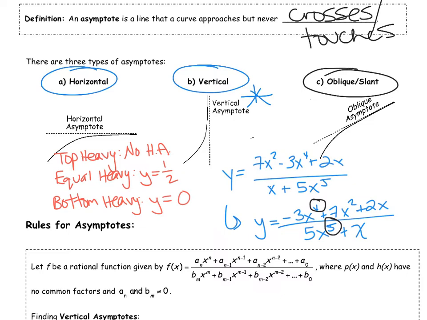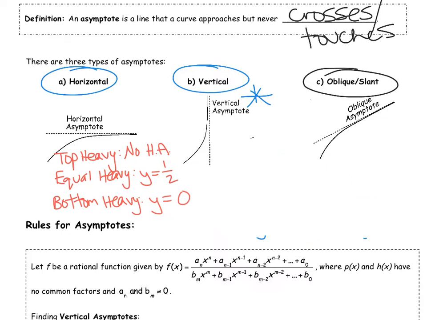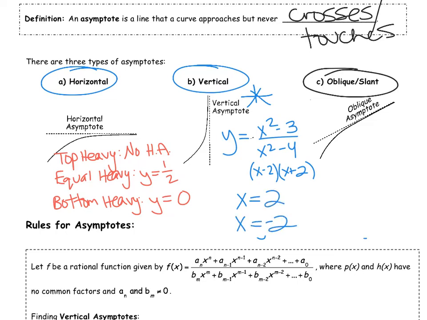All right, let's move on now to vertical asymptotes. All right, so vertical asymptotes occur, again, when we set that denominator equal to 0. So if I gave you the example, x squared minus 3 all over x squared minus 4, if I were to factor this denominator, I would have x minus 2 and x plus 2. So the two values for where this would become undefined, which is also where our vertical asymptotes occur, would be at x equals 2 and x equals negative 2.